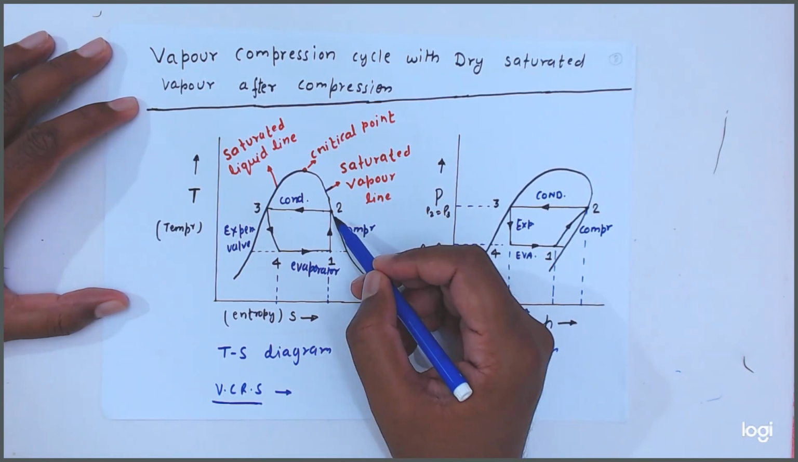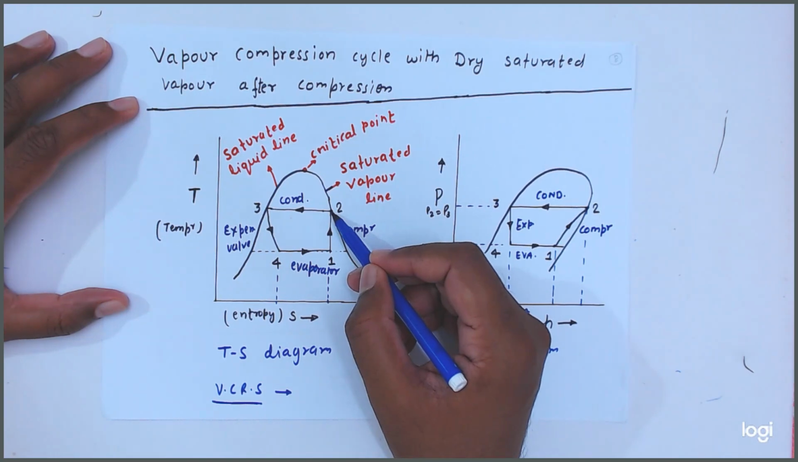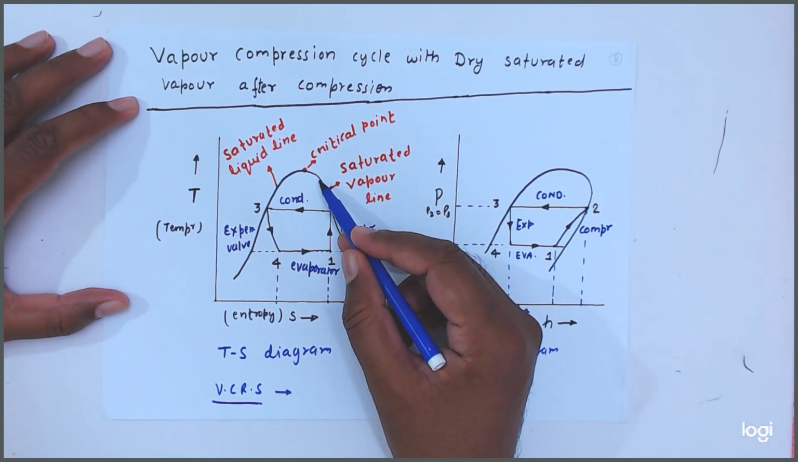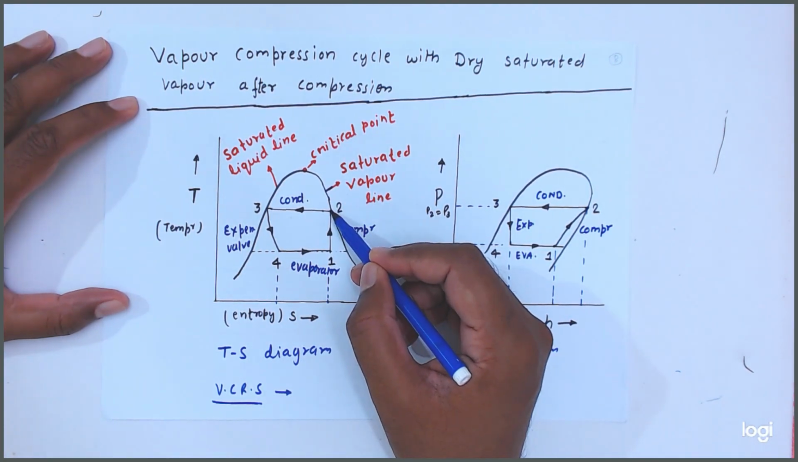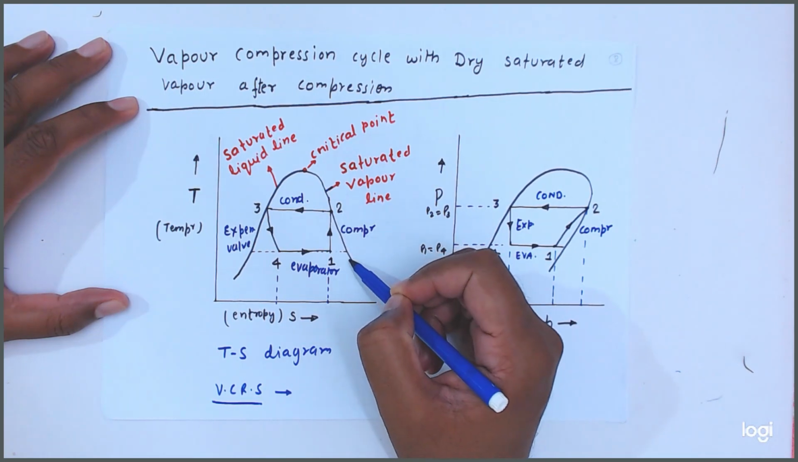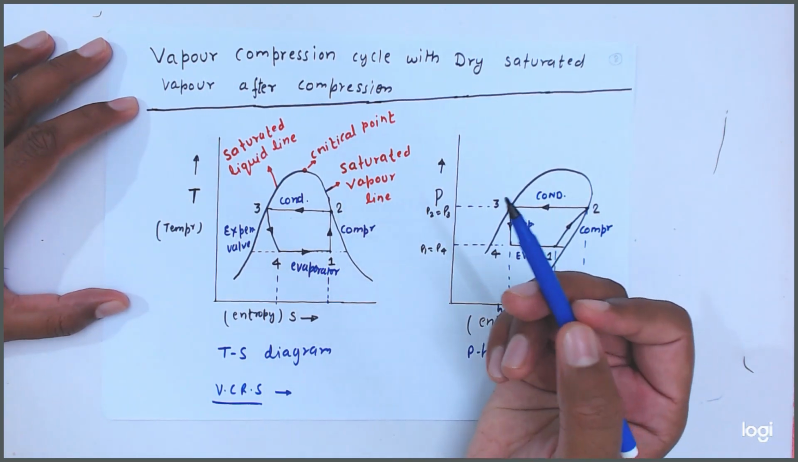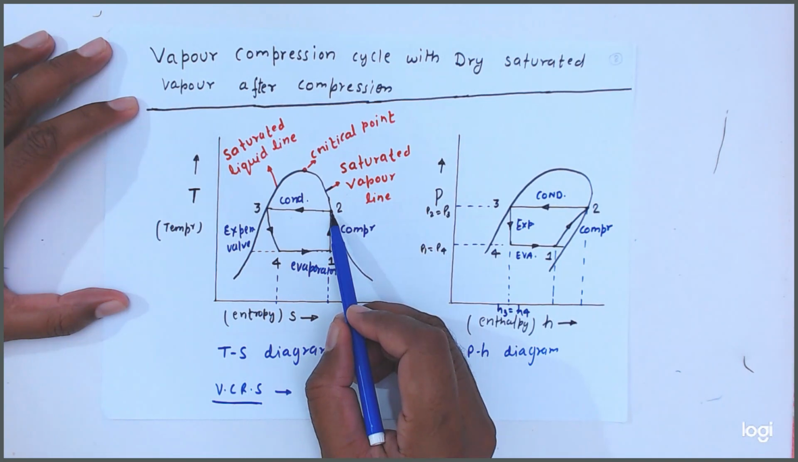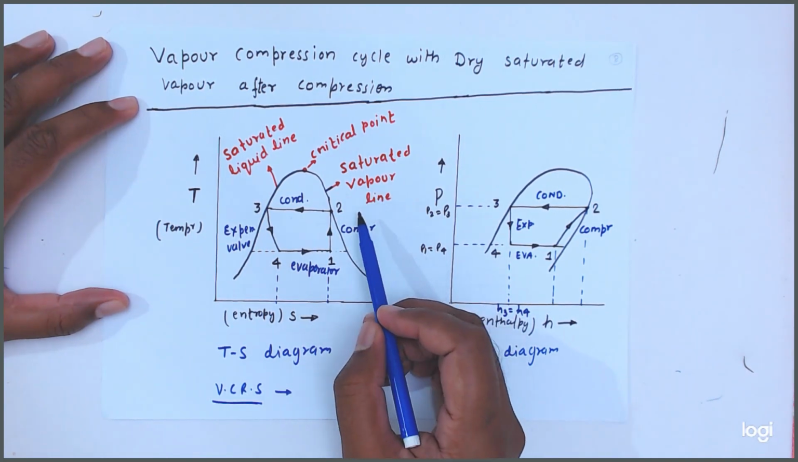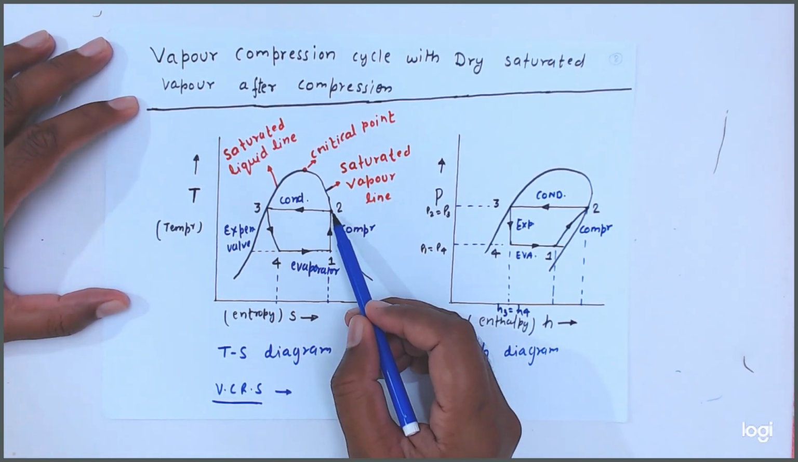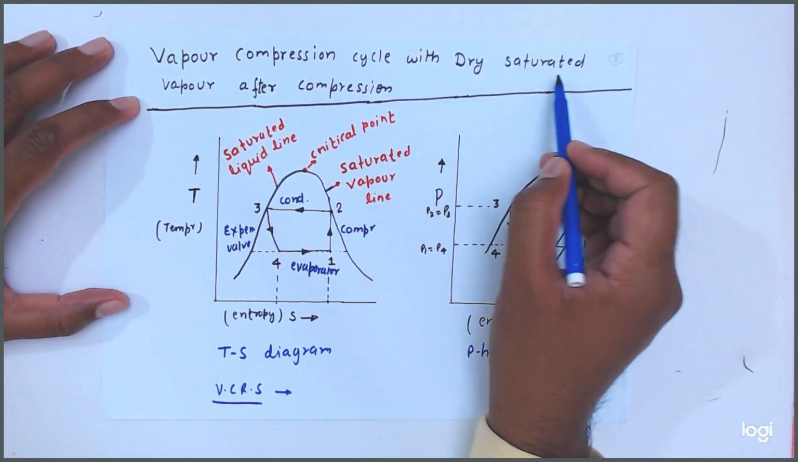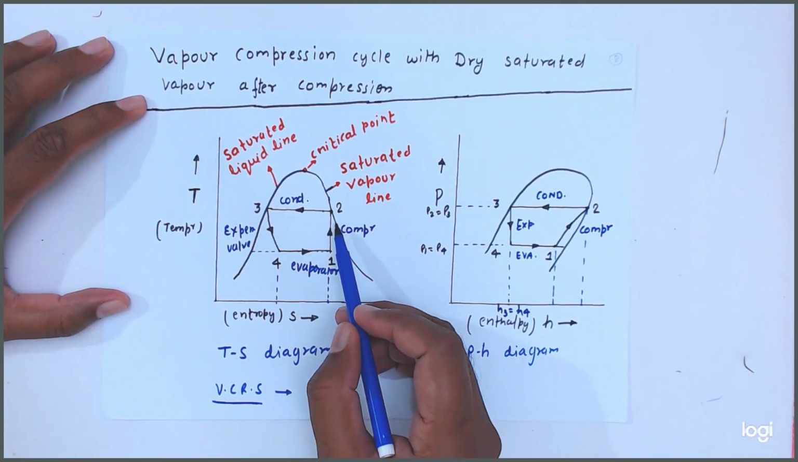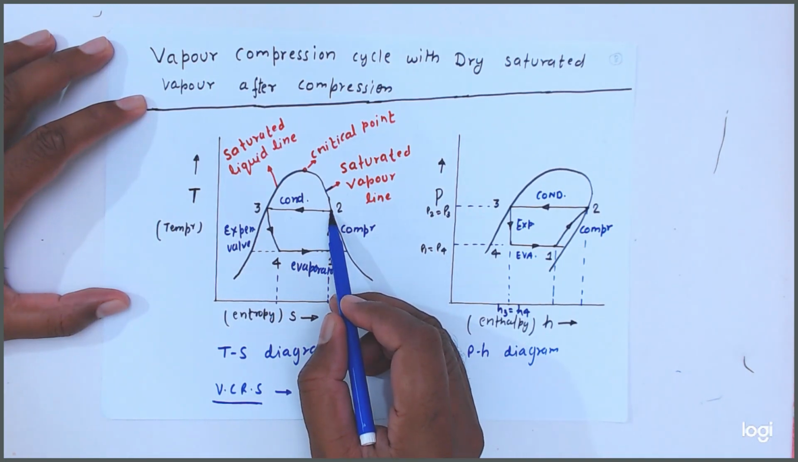and at the end of the compression we are getting the point on the saturated vapor line. It means it is a dry saturated vapor at the end of the compression. Okay, because here you see this point lies on the saturated vapor line. It means at the end of the compression we are getting dry saturated vapor.